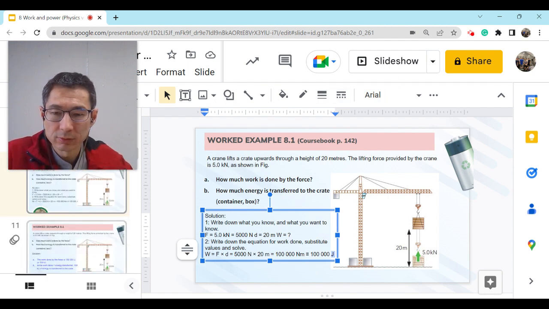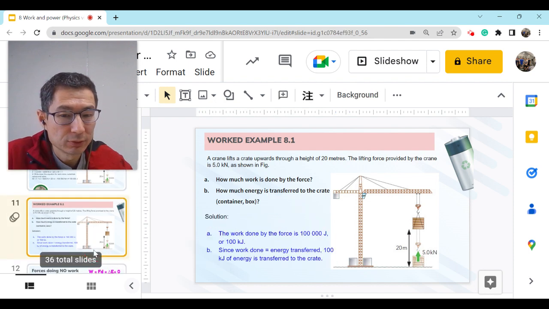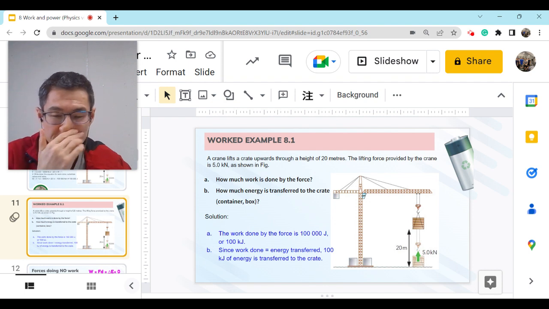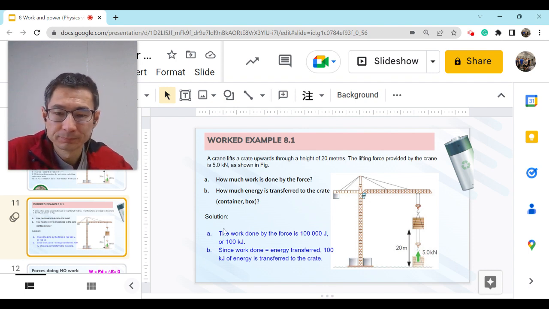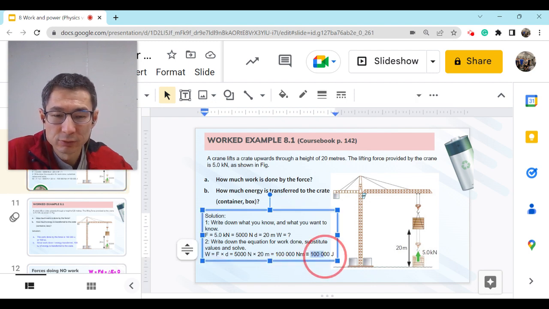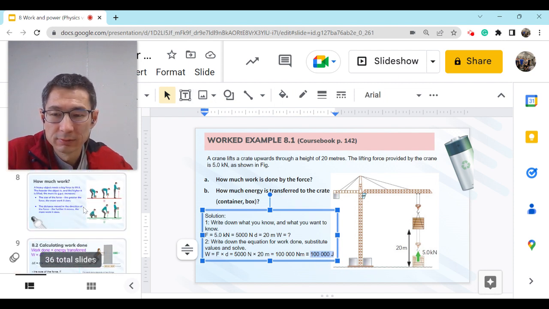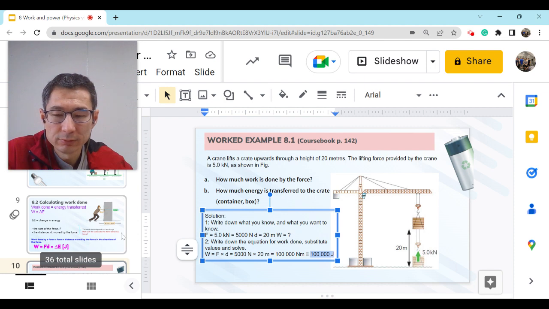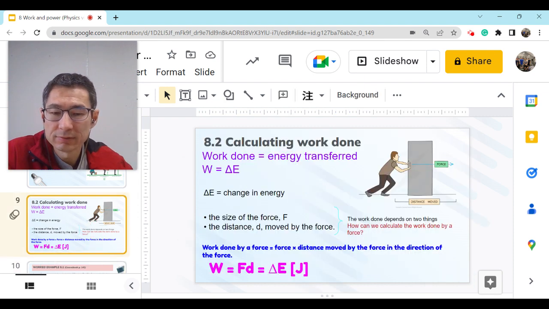So we calculated the work done, which is A. Now B. How much energy is transferred to the crate? How do I calculate it? Well, the work done, which is F times distance, F times D, equals 100,000 joules, as we talked about before. That also equals the energy transfer, isn't it?